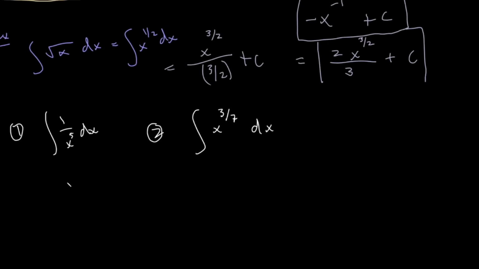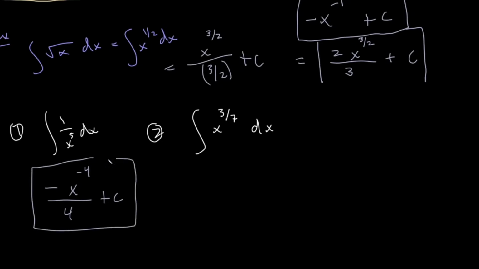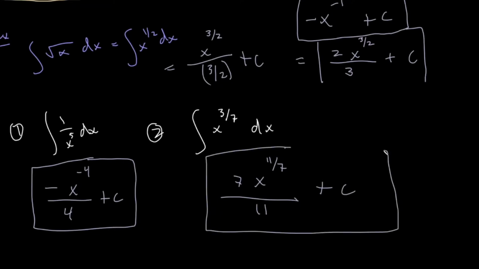Okay, so I have this is x to the negative fifth here. Increase the exponent by 1 and divide by the new exponent. So there's our answer. For the next one, increase the exponent by 1, so that would be x to the 11/7 and divide by the new exponent plus c. Any questions about these two? So now we know how to deal with integer exponents and rational exponents. And that already covers a whole lot of math, thankfully.